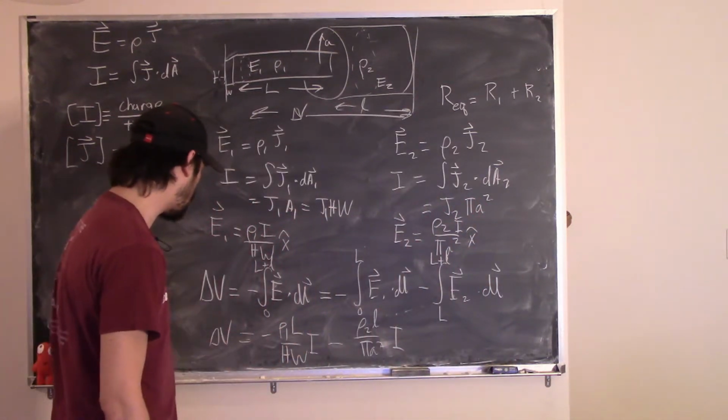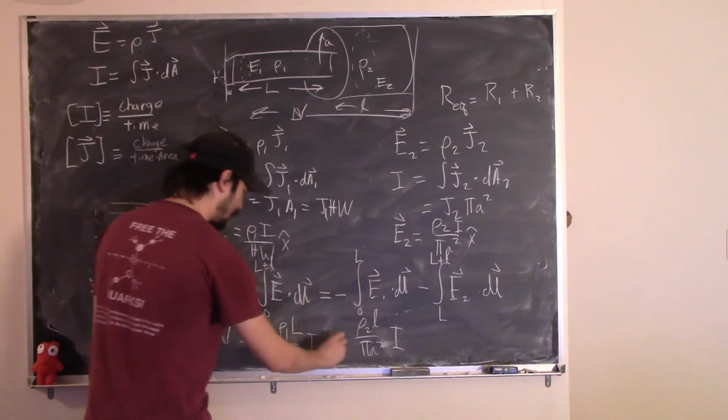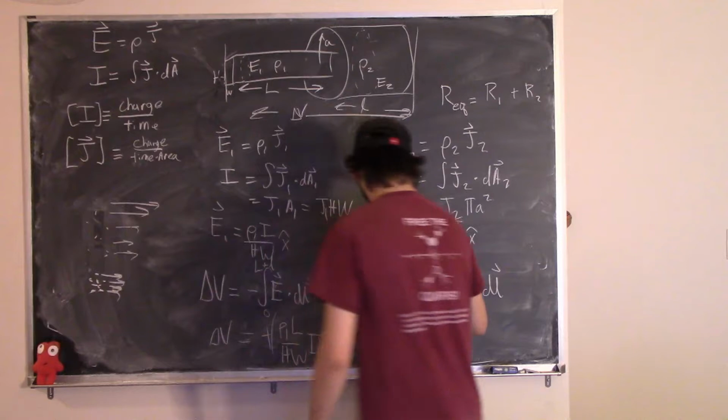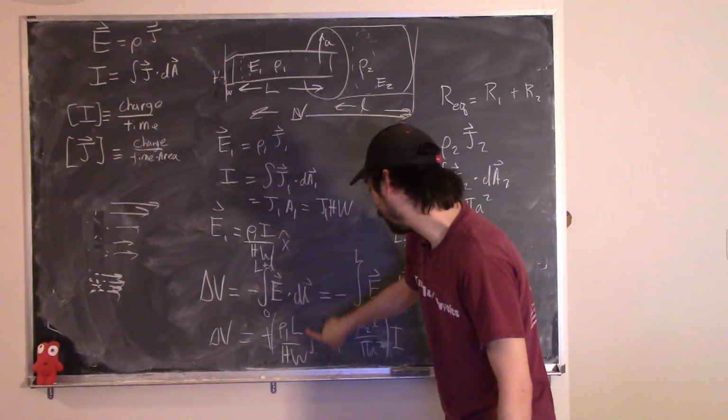So we can take an absolute value of this, and so that's just going to make this plus plus, and we can factor out our I. And so this is just the total resistance of the whole thing. So let's write that down over here, and then we'll continue. So this is just to say that our total is just going to be equal to rho 1L divided by HW plus rho 2L divided by pi A squared. Okay? So that was just the first part, to do this just in terms of finding what the difference in electric potential is between this end and this end.